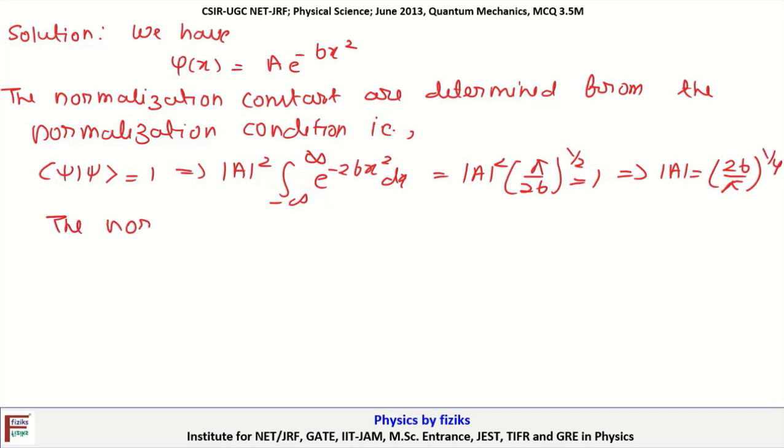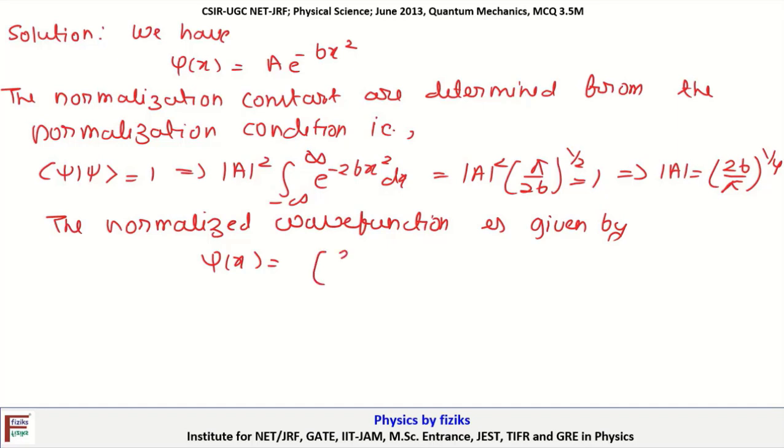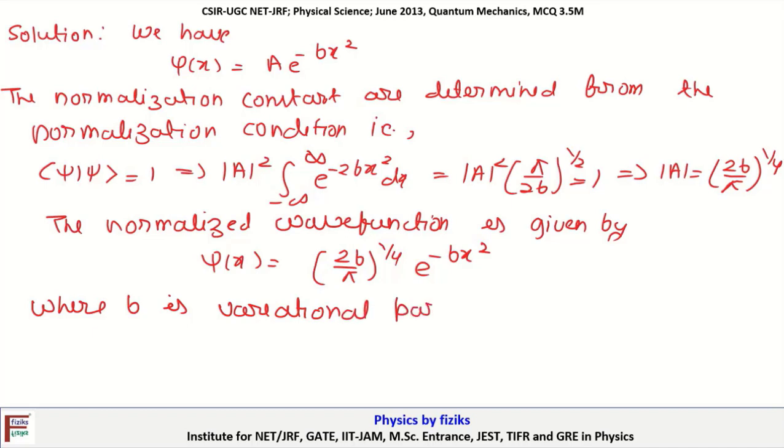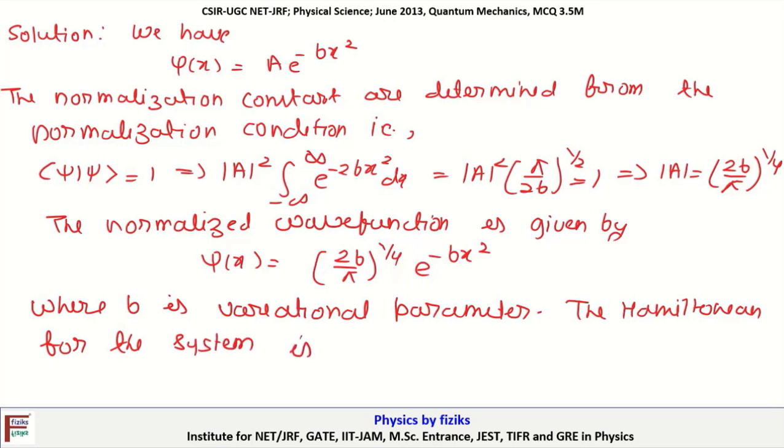Thus, the normalized wave function is given by psi of x equal to 2b by pi to the power 1 by 4 e power minus b x square, where b is the variational parameter. The Hamiltonian for the system is equal to minus h bar square by 2m d square by dx square minus alpha delta of x.